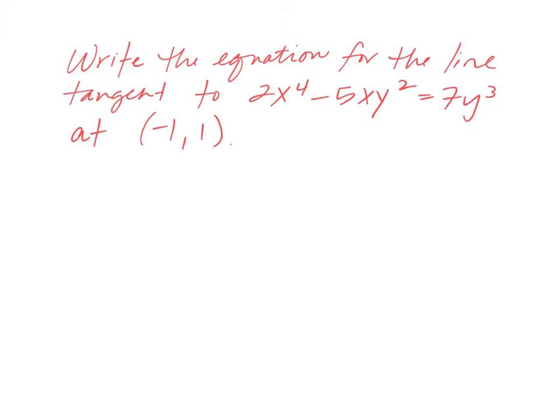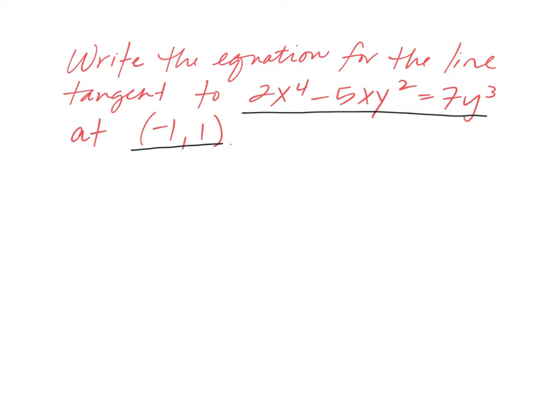So in this problem, we're being asked to write the equation for the line tangent to a particular implicit relation, which we have right here, 2x to the fourth minus 5xy squared equals 7y cubed. And we're told at what point we are trying to write the tangent line, at the point when x is -1 and y is +1.